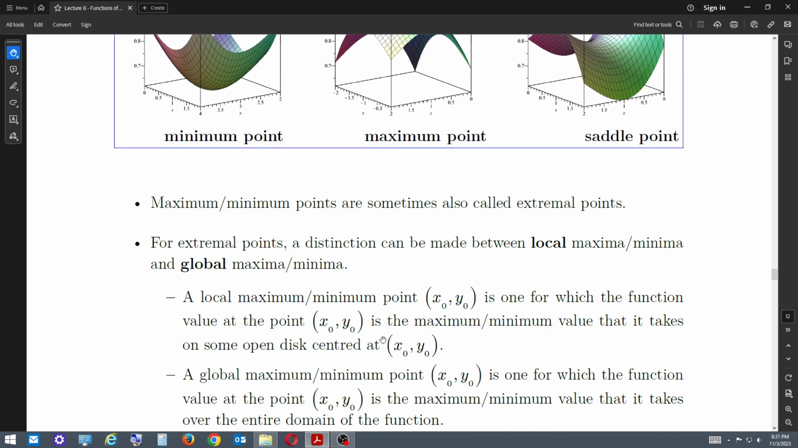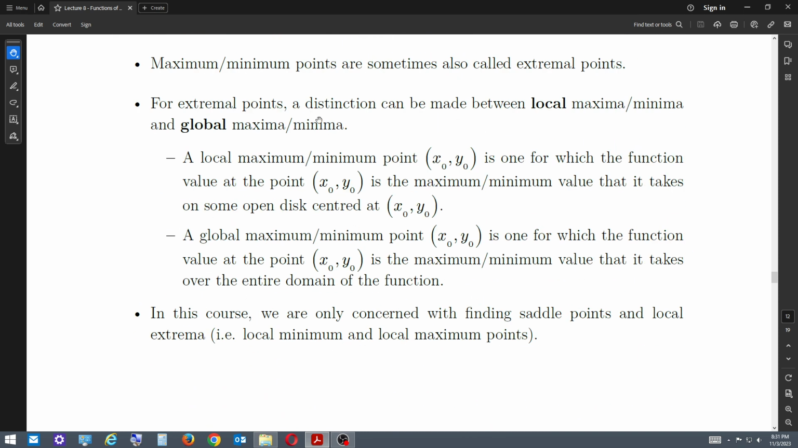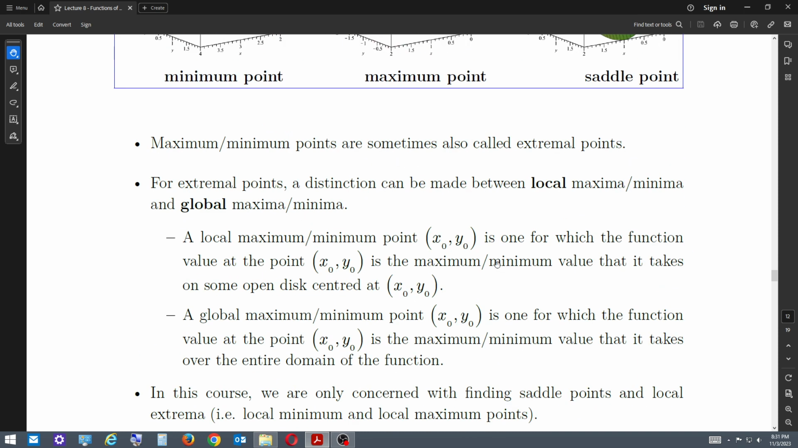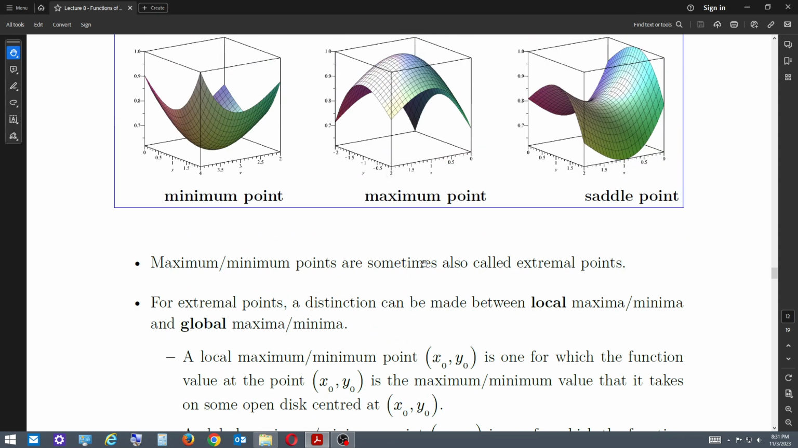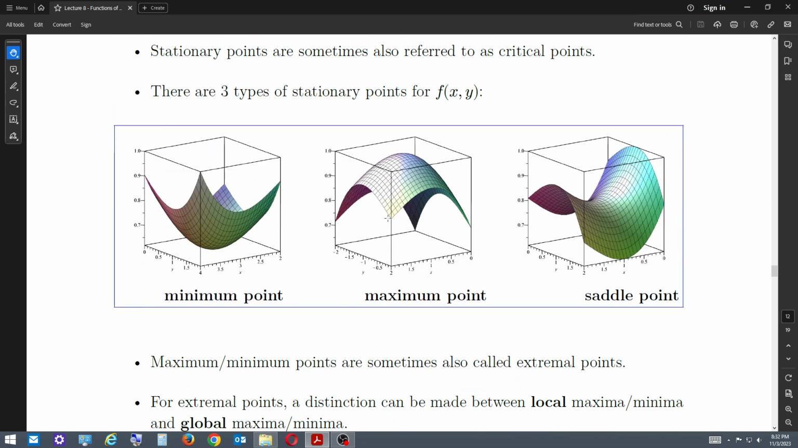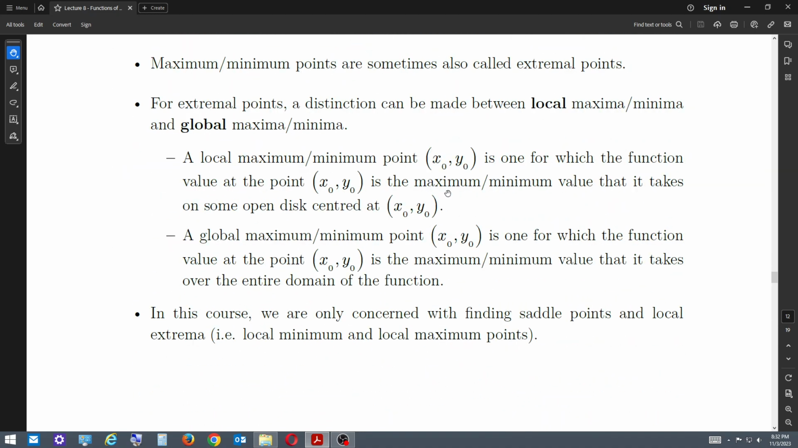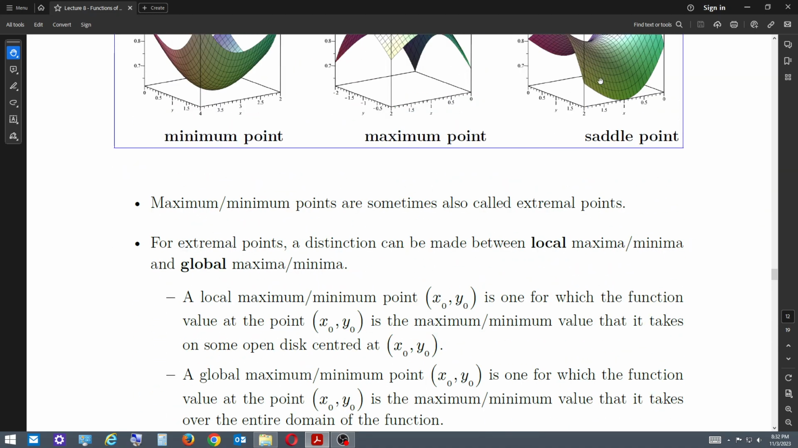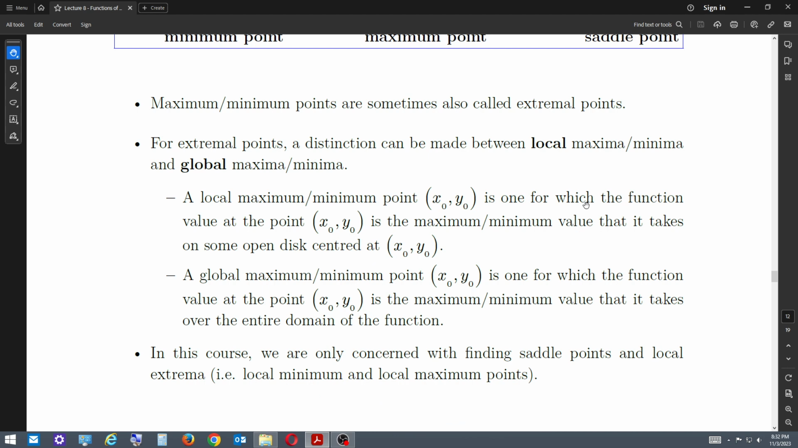Right, so this is just talking about local and global points. We're not going to go too much into this. So we are finding minimum and maximum points. Those will be local minimum and local maximum points. And also saddle points, just saddle points in general.